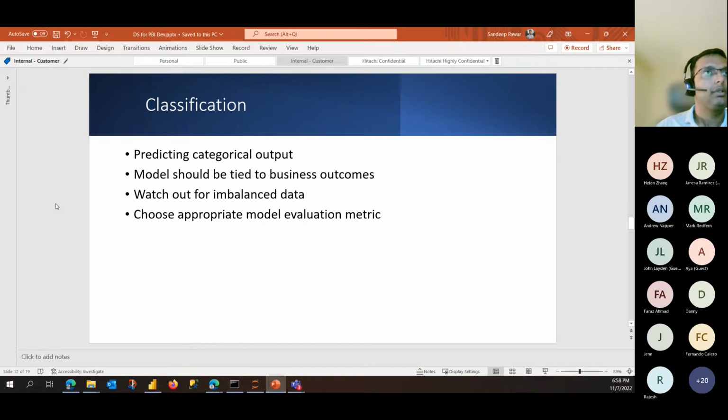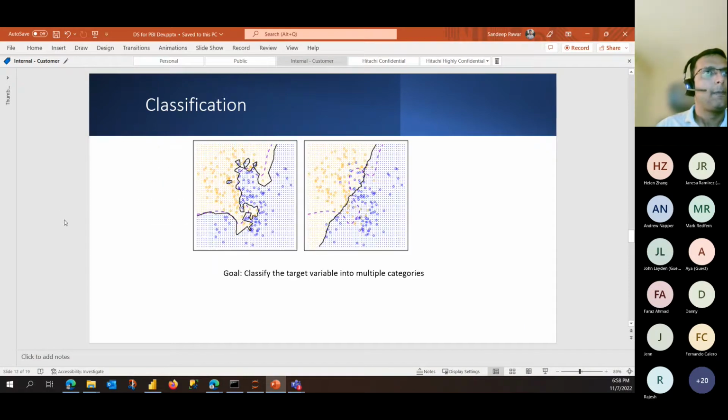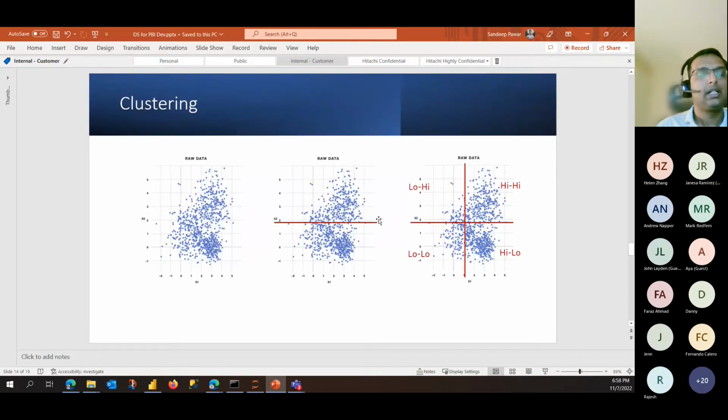Let me go over here. The next one is the clustering. I see that we have only a few more minutes left here, so I will go into this a little bit.